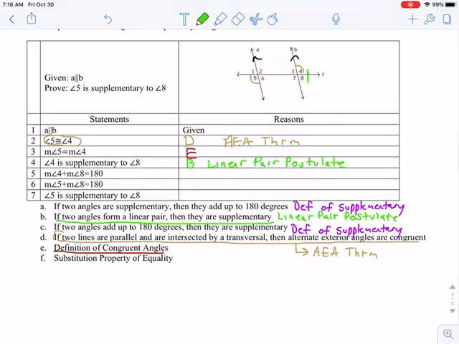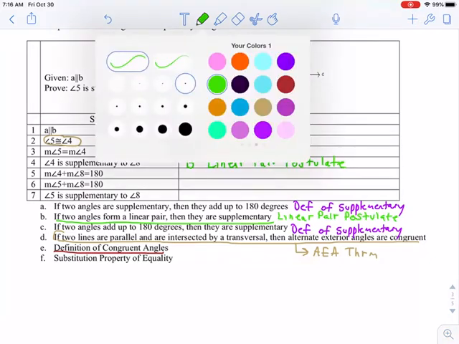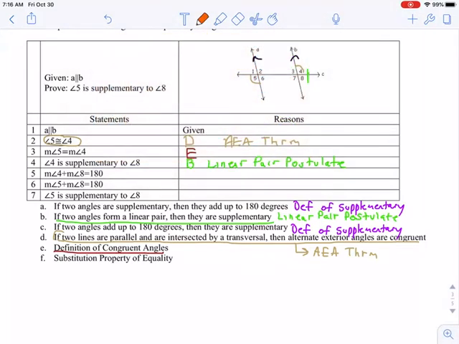Okay, now it says that they're supplementary. So this is when it comes into play what I was talking about at the beginning. Remember, supplementary can be written as a biconditional. So we said that they're supplementary, so now they're going to add up to 180, because if two angles are supplementary, then they add up to 180 degrees. So this just emphasizes the flow of the proof and how it all relates together. Def of sup.